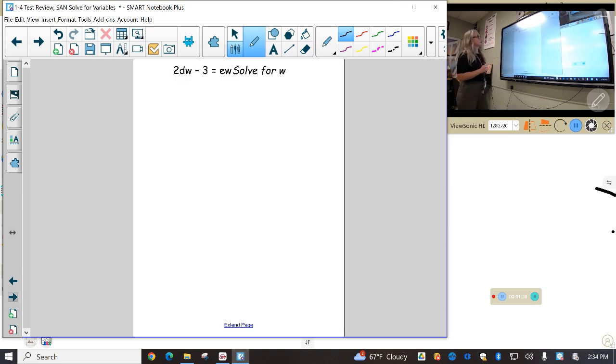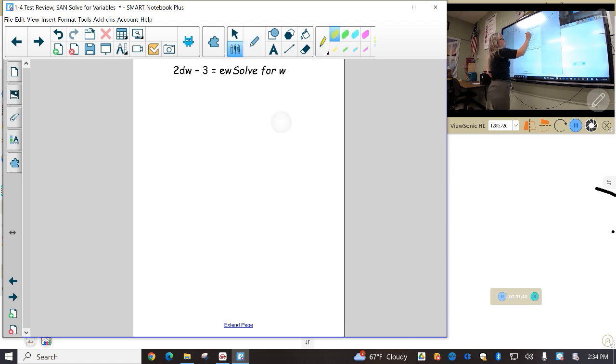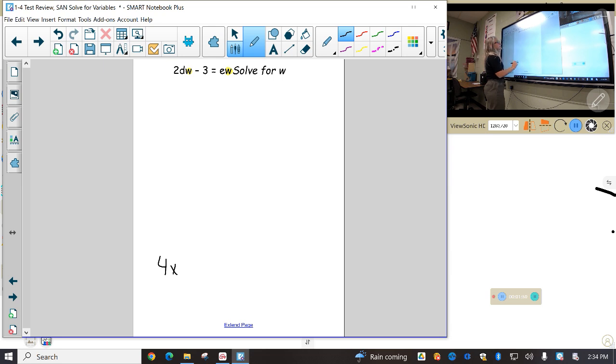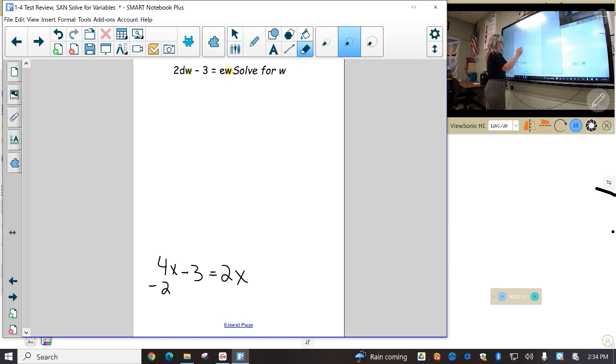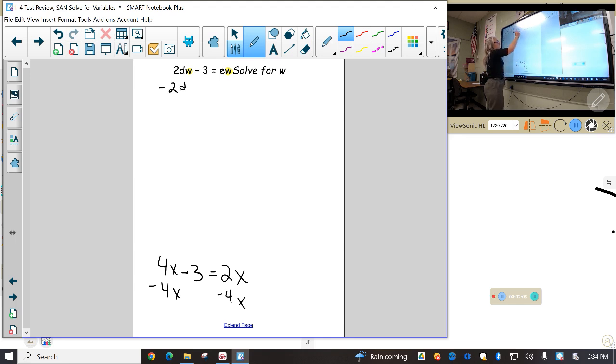The next one, we're solving for w. Now this one's a specific case because we have more than one w. We have a w here and we have a w here. What I like to tell students, remind them, is that if I had, we'll just write this down here, 4x minus 3 equals 2x, how would we solve that? Well, I would subtract 4x from both sides to get them on the same side. That's exactly what we're going to do here. We're going to subtract 2dw from both sides.